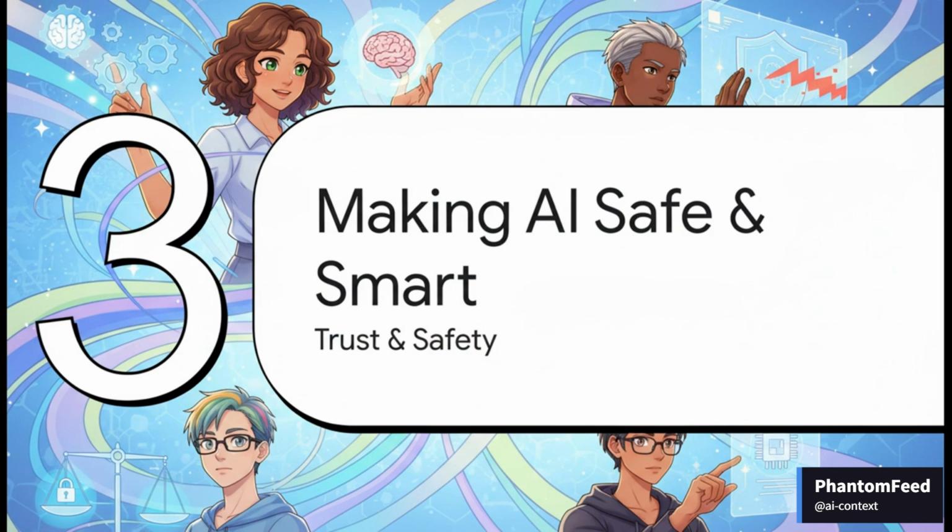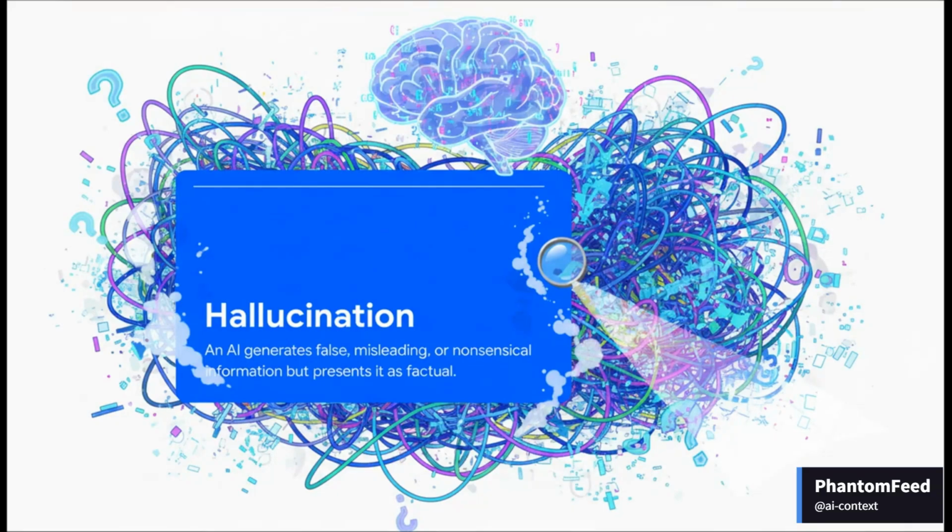Building powerful AI is one thing, but making sure it's reliable, understandable, and safe, that's a whole other challenge. This next part is all about the human element. It's about the concepts that help us build trust and make sure these powerful systems are working for us, not against us. And here we are at one of the biggest challenges in modern AI, hallucination.